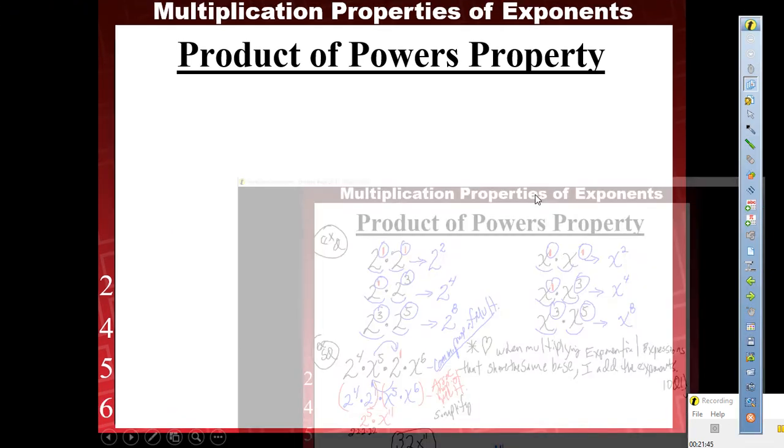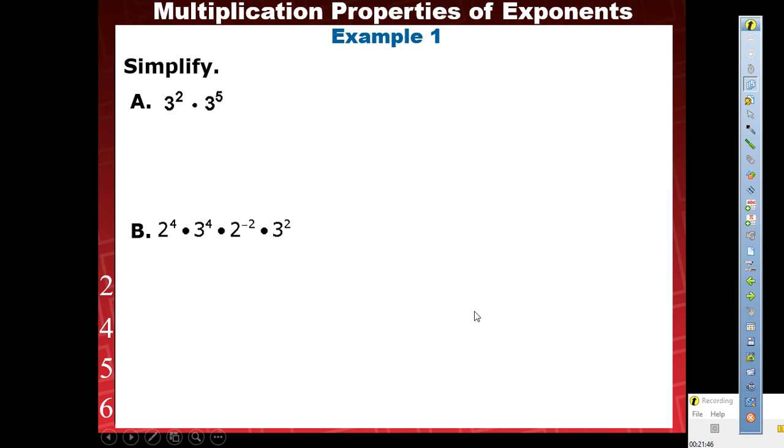Copy these, please. Example 1A and 1B. It says simplify. Example 1A is 3 to the 2nd times 3 to the 5th. I want you to first write it as an exponential expression, and then from there simplify it to lowest terms. Same thing with B. 2 to the 4th times 3 to the 4th times 2 to the negative 2 times 3 to the 2nd. Bless you. Copy that and go.